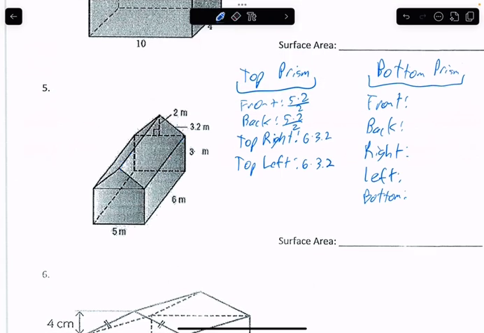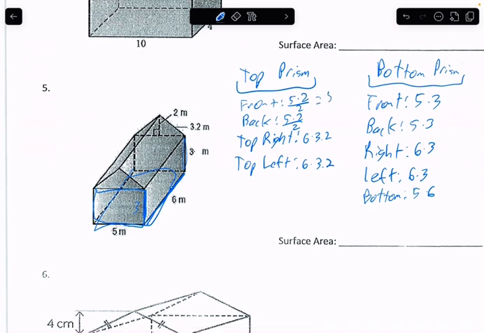And now, let's go to the bottom prism. So the bottom prism, the front is this. So 5 times, looks like that's a 3 here. So 5 times 3, front and back are the same. The right side will be 6 times 3. Should be the same as the left. And then the bottom will be 5 times 6. And so now we just get to work, multiply all these, and then add them together.